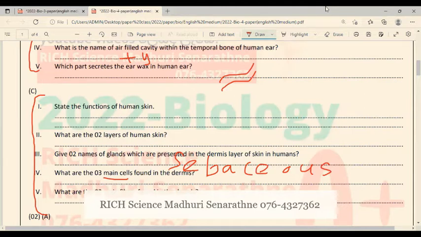In the exam paper, you cannot color anything. You have to draw it in pencil, but in your writing book or your note, it should be a colored, attractive one. After doing this, you have to study about the human skin.